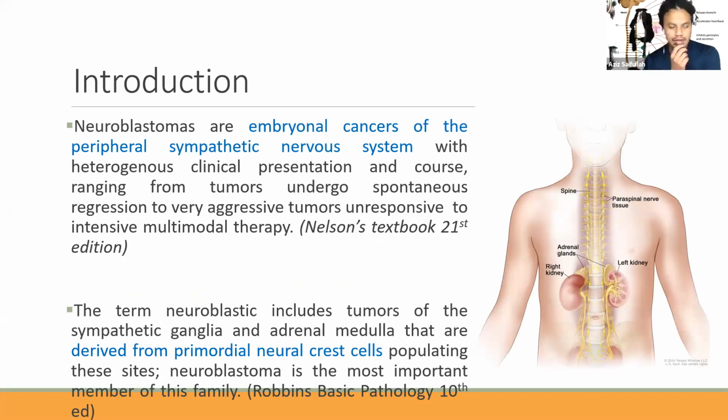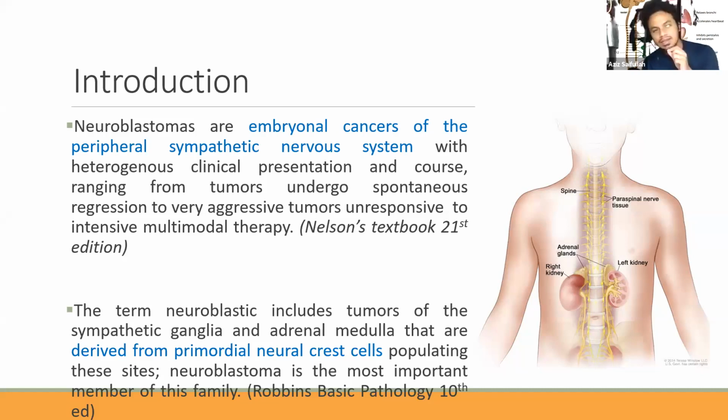Neuroblastomas are embryonal cancers. Basically, neuroblastoma refers to cells that derive from the neural crest in the embryonic stage. So it involves embryonic cancers of the peripheral sympathetic nervous system. It can be the adrenal medulla or any ganglia within the sympathetic nervous system. The term neuroblastic includes tumors of the sympathetic ganglia and adrenal medulla that are derived from primordial neural crest populating these sites. Basically, neuroblastoma is a tumor that can occur in any site within the peripheral sympathetic nervous system.